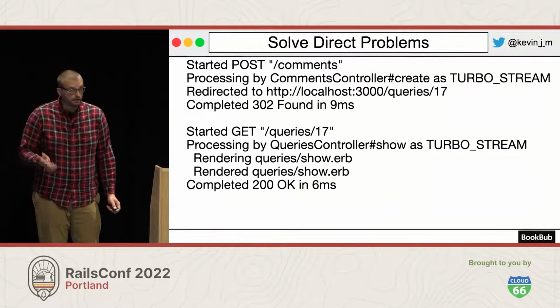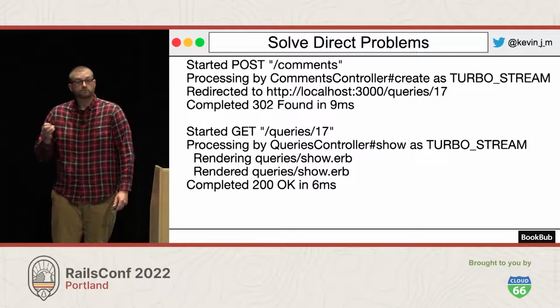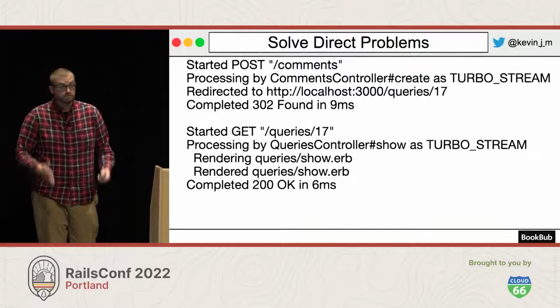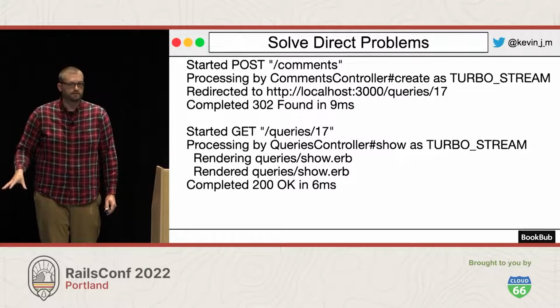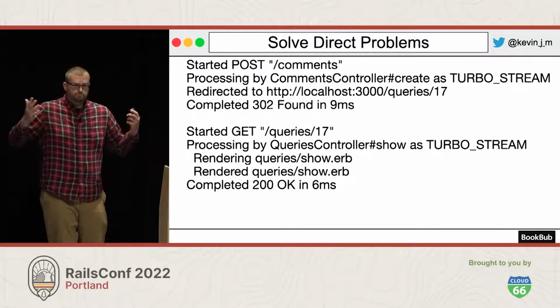We start by looking at the logs. We see that we did issue a request to hit the controller to make a comment. We look in the database. We did persist a comment, so it worked. And now it's trying to redirect to this other place, and it looks like that's there. But it's not showing up.